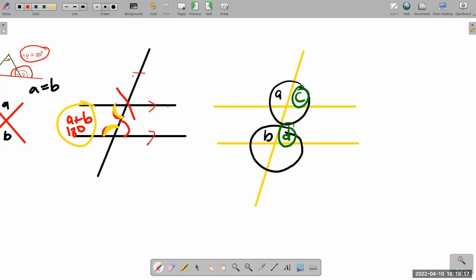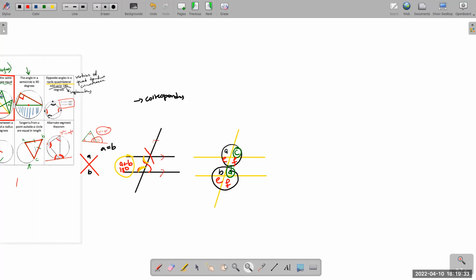Then we have bottom left. Let's call this E, bottom left. I'm just going to use the same letter E. Bottom right, F, bottom right, F. That's what we call corresponding, because they hold the same position, they are equal. These are the things we need to know.